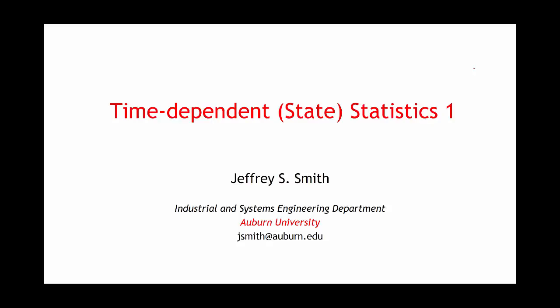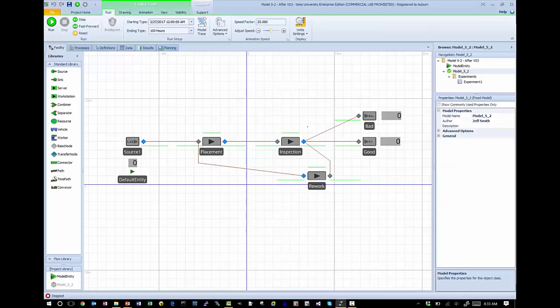This is the fourth video in the user-specified statistics module, and in this video we'll look at a second class of user-defined statistics that are time-dependent statistics, or to use the semio terminology, state statistics. The model that we'll use is the same model we have been using for the previous videos from chapter 5 of the textbook, the printed circuit board placement model that you see running here.